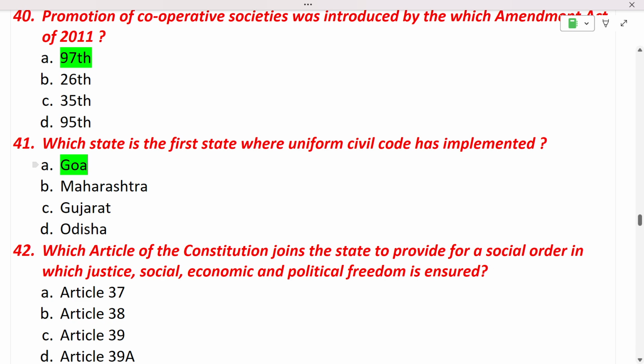Question number 42. Which article of the Constitution directs the state to provide for a social order in which justice, social, economic and political freedom is ensured? Option A, Article 37. Option B, Article 38. Option C, Article 39. Option D, Article 39A. So the answer is B.